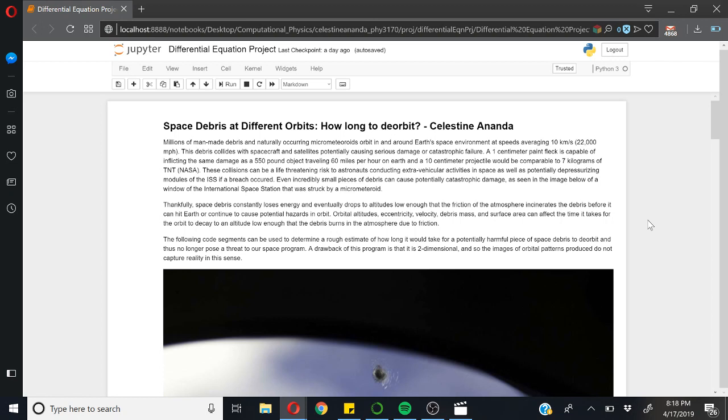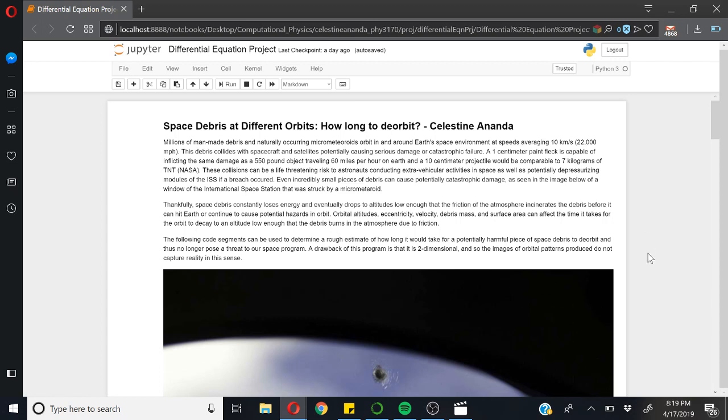So even the tiniest little piece of space debris, like even a paint fleck, can cause catastrophic damage. NASA's estimated that a 1 centimeter paint fleck is capable of inflicting the same damage as a 550-pound object traveling at 60 miles per hour on Earth, which is a huge problem if we have millions of little micro satellites essentially in orbit. All of this space garbage poses huge threats to rockets going up into orbit and for new satellites that are being put out.